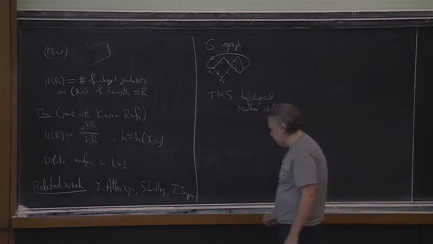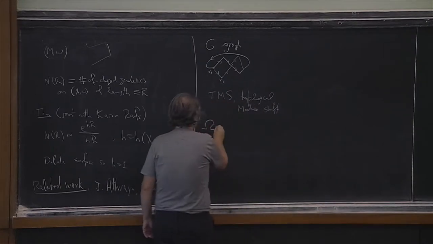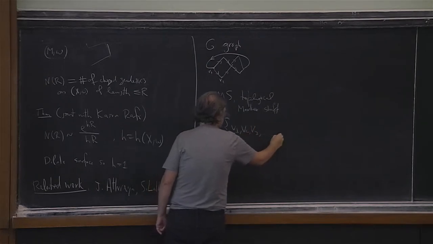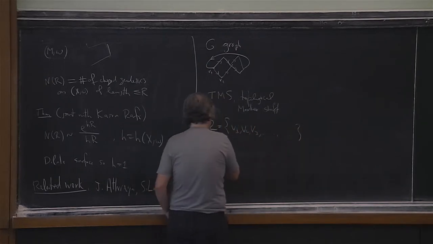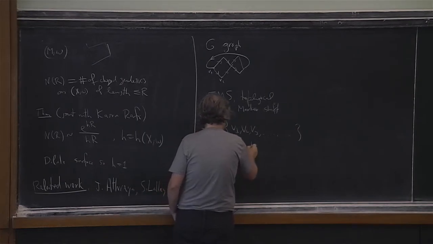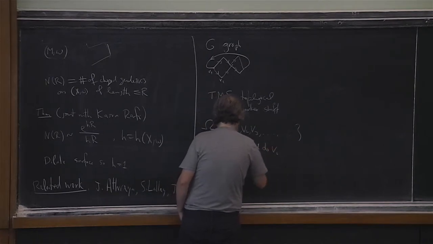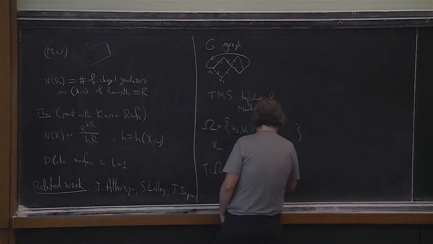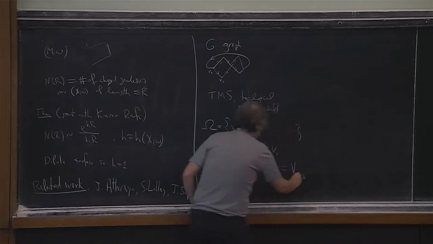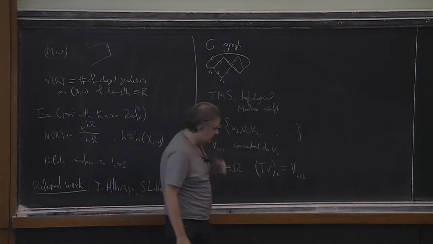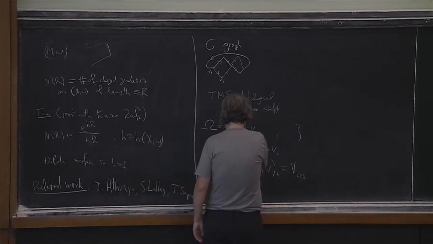So what is a shift map? Maybe I'll have a space, which is a collection of vertices, an infinite path, where v_{i+1} has to be connected to v_i. And then I have a map, the shift, where the ith entry of Tv is v_{i+1}. So I basically remove the first letter and think of it as moving to the left. Probably I should start at 0.